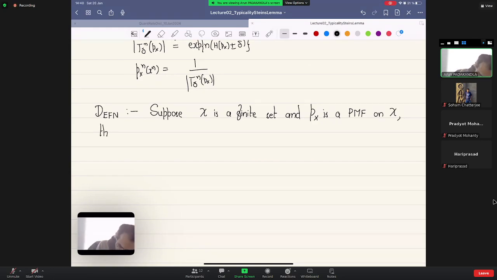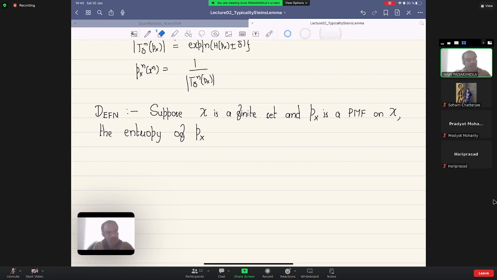The entropy of PX, it's really a functional of the distribution. People generally say X is a random variable with probability mass function PX, and they define the entropy of X instead of PX, but I will just use H of PX. So the entropy of PX is the entropy. So, 1 second.